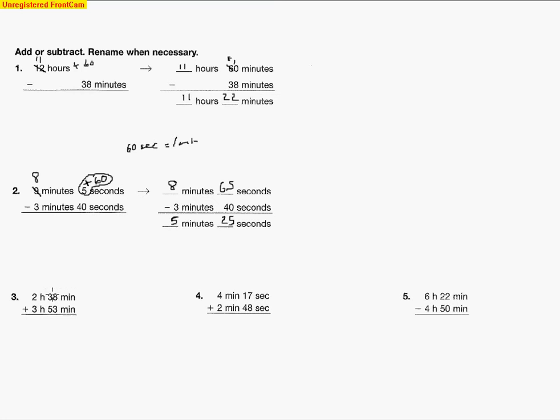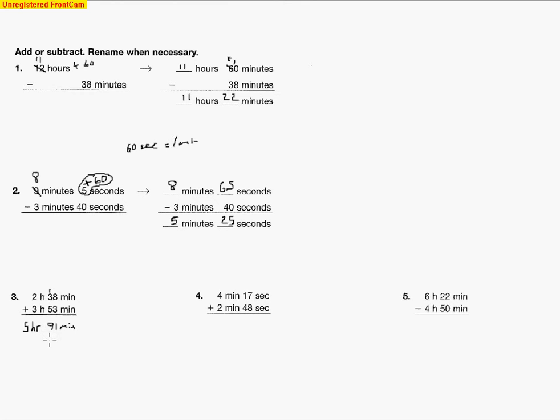Here I'm adding, so I go ahead and just add away. So 8 plus 3 gives me 11. Carry a 1, so that makes 3 and 5 make 8, plus 1 makes 9. So I got 91 minutes. And I have 2 plus 3 makes 5 hours. So 5 hours and 91 minutes.